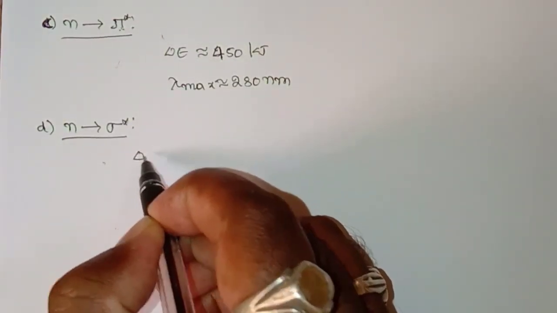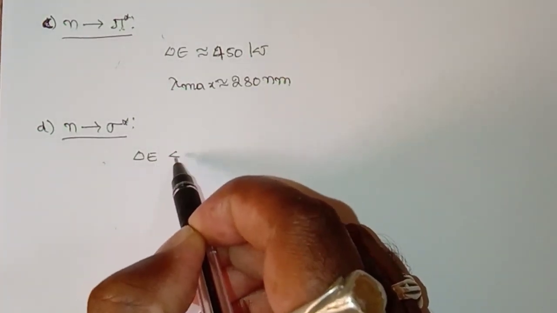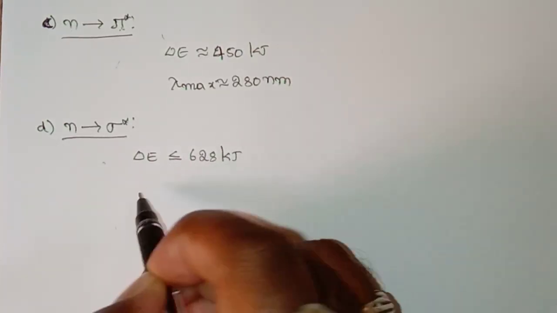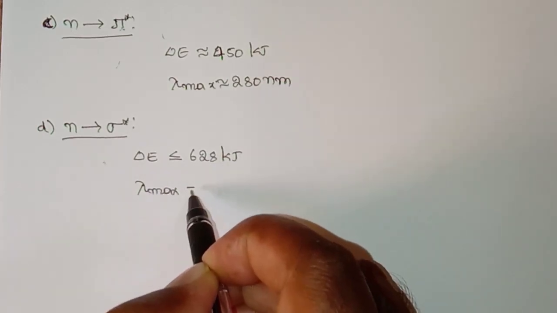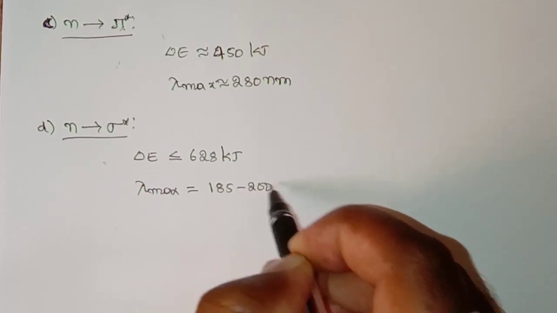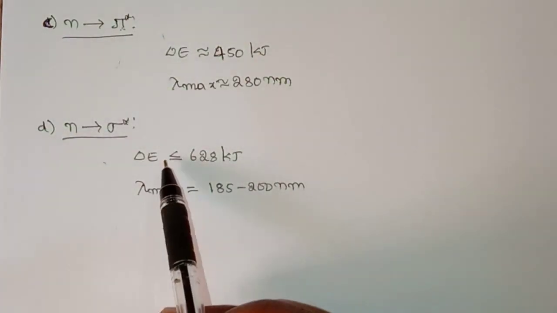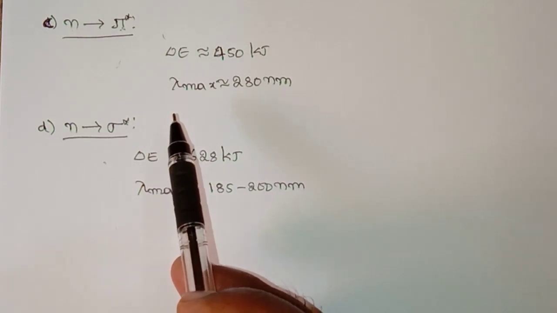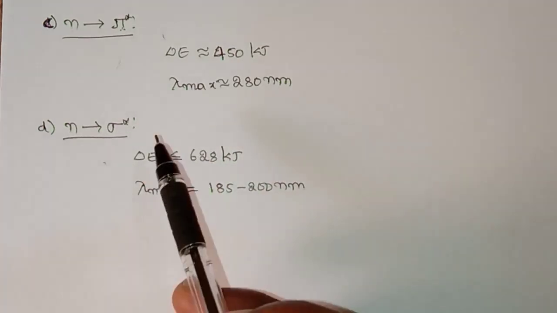So in order to cause the n to sigma star transition, the amount of energy required will be less than or equal to 628 kilojoules, and the corresponding lambda max, that is the wavelength of maximum absorption, will be between 185 to 200 nanometers. So these are the wavelength as well as the energy factors that are needed for the allowed transitions, that is sigma to sigma star, pi to pi star, n to pi star, and n to sigma star.